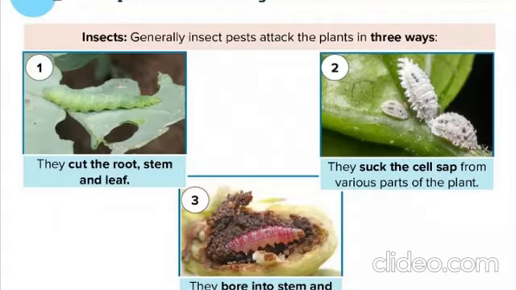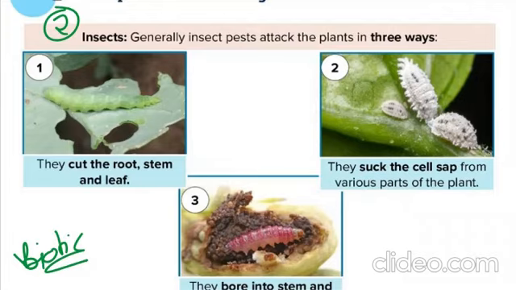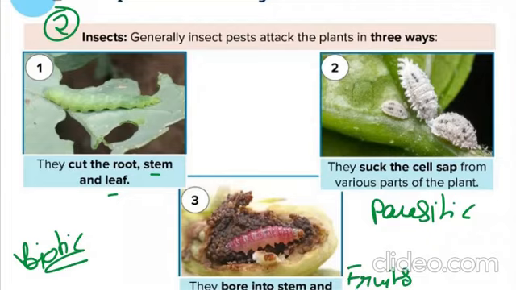Next, our second problem is insects. Insects are basically a biotic part of nature, isn't it? They are biotic, so they can harm the plant in three ways. First, caterpillars and others may make holes in the roots, stems and leaves. Second, some parasitic insects may suck the cell sap. They will stay on the plant and suck the cell sap from it, giving no nutrients to the plant. Third, they bore into the stem and fruits as well. In stems and fruits they will go.